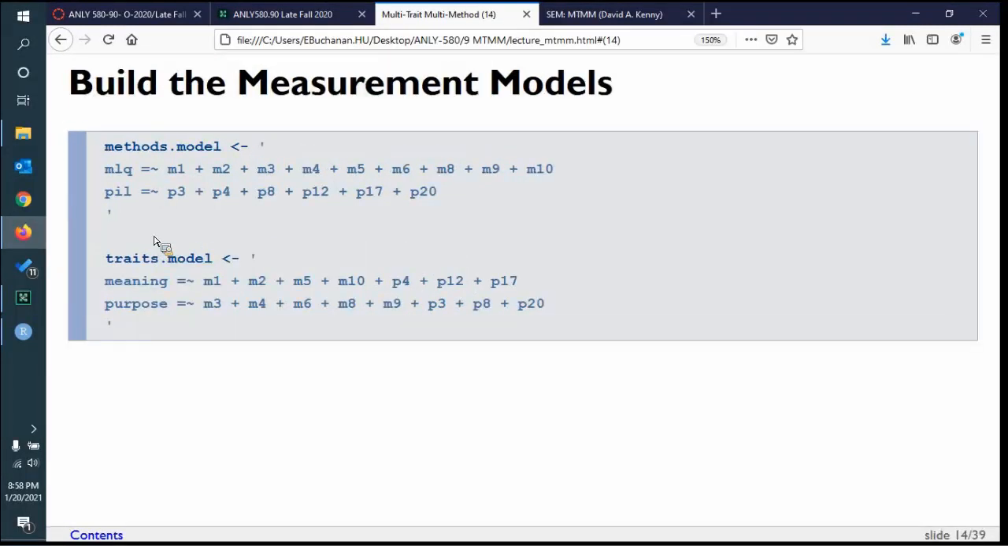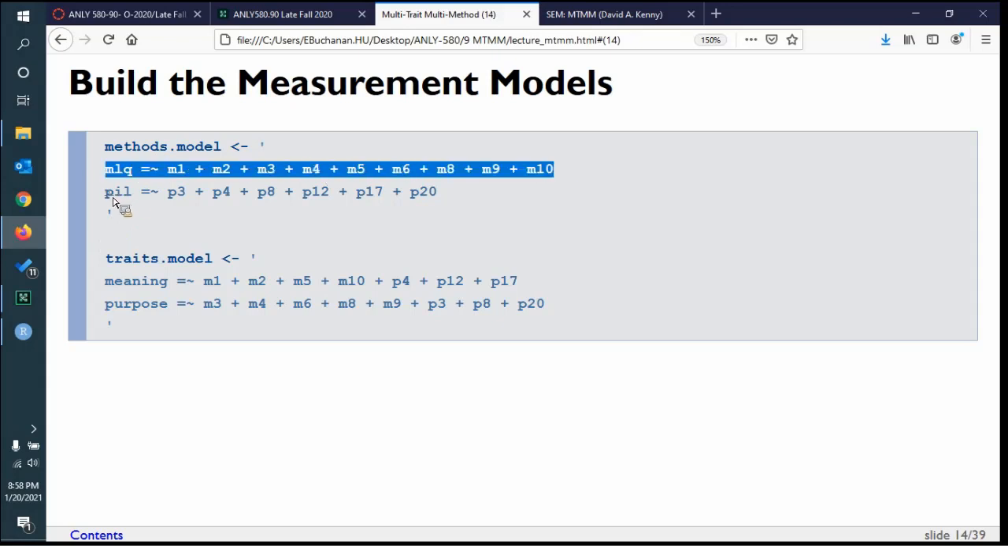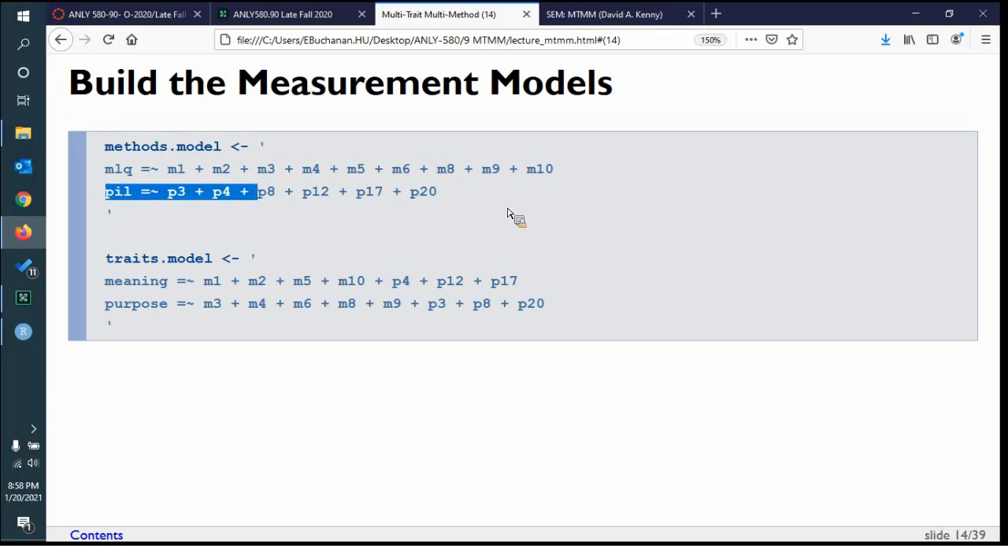Now, this is the key part we're going to focus on here, the building, because most of the other stuff doesn't change. The first thing I'm going to do, which is always good practice, is build the two CFAs separately, with the warning that one of them may not work by itself. So I've built the methods model. This is all of my MLQ questions, and then all of my PIL questions. Easy enough. Then I built my traits model. These are all my meaning questions. These are all my purpose questions. So those are two CFAs, one for methods, one for traits.